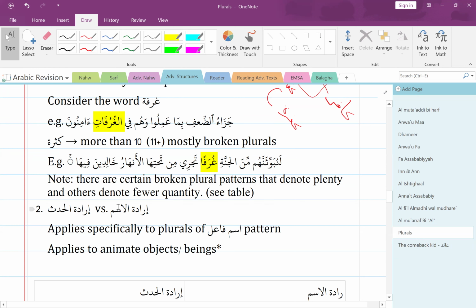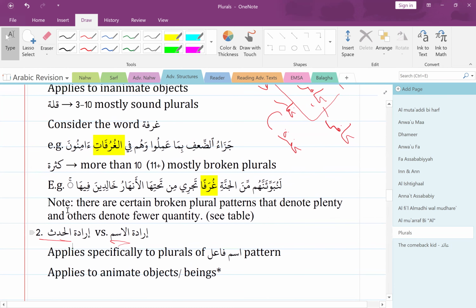So what is being intended? Is the thing being intended the noun itself or the action? Iradatul ism is when the noun itself is being intended, a person, the thing itself. But if it's the action that is being intended, then it's iradatul hadath. Sometimes you can use the plural to intend either the action or the noun. So let's look at a couple of examples so that we can make this clear.